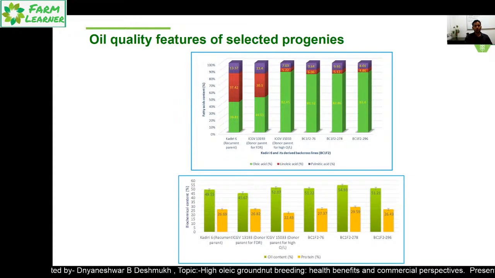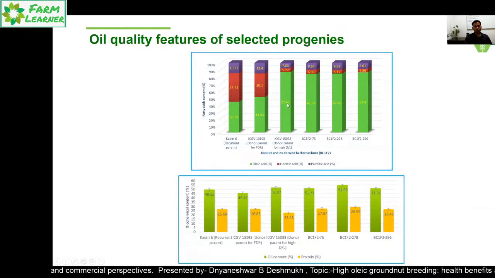And then if you look at the profile of these lines in terms of oleic acid content, here we can see Kadiri-6, as in the very first slide, if you can recall. This red color stands for linoleic acid, and the purple color stands for palmitic acid. Both these fatty acids are not preferable for groundnut. Linoleic acid is not preferred because of the oxidative instability of the groundnut and its oil during processing, due to which it creates rancidity. And here we can see a lesser amount of palmitic and a lesser amount of linoleic acid in the groundnut.